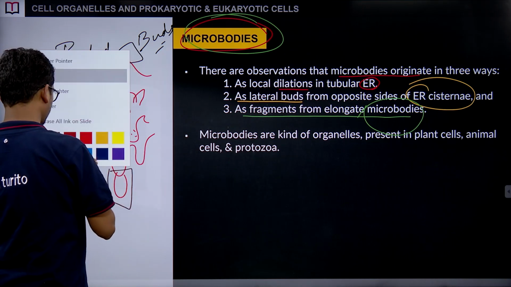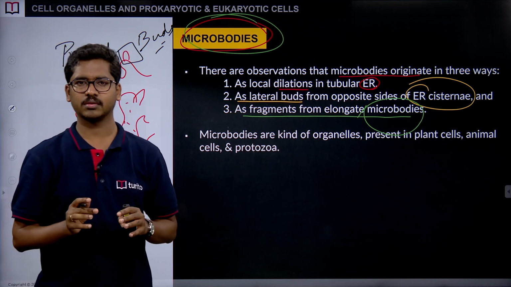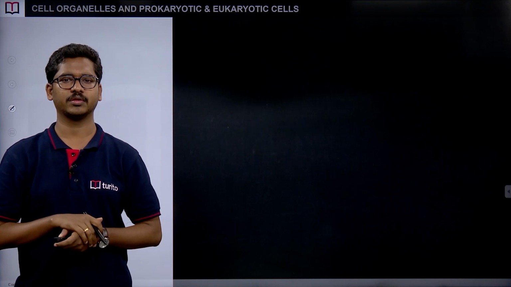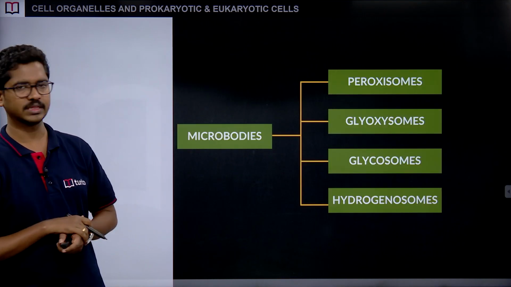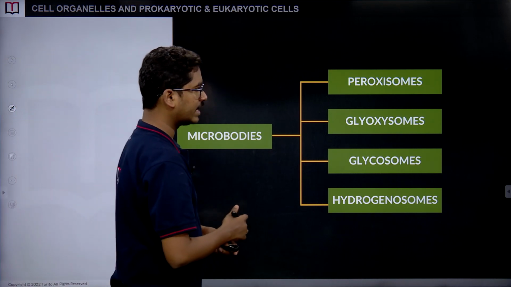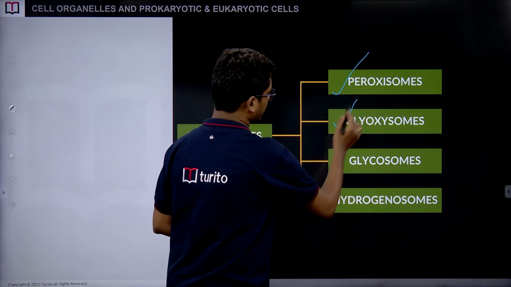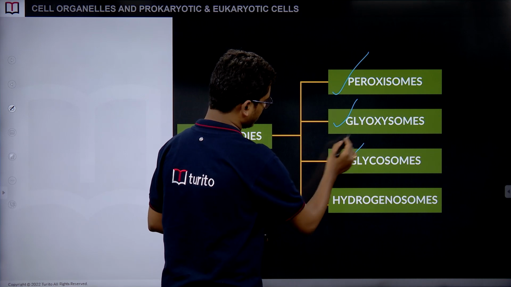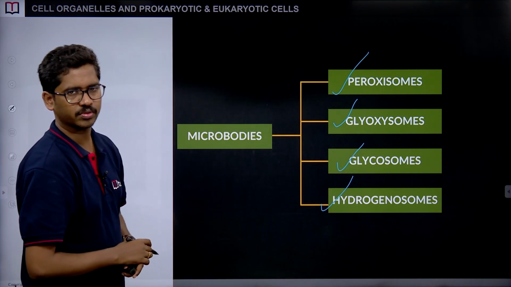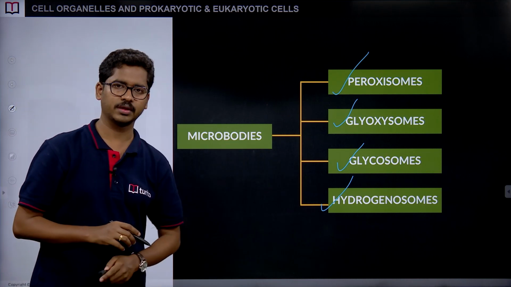Now, it is not all about microbodies, we still have a whole lot of things. If you observe, microbodies are classified. There are different types of microbodies. Microbodies are of 4 types, namely peroxisomes, glyoxysomes, glycosomes, and hydrogenosomes. Hope you are understanding, the concept is quite clear here.